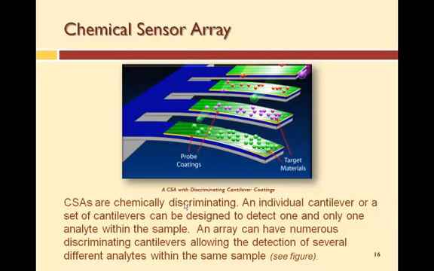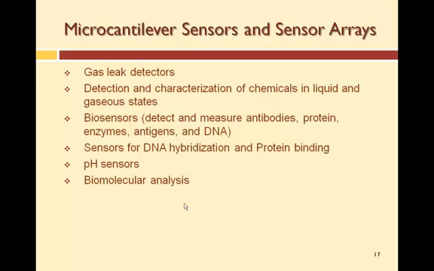So you can make an array of cantilevers very small, coat them with different materials. You can use inkjet print technology to do the coatings, right? You can specify which coating goes where, and create these chemical sensor arrays. And there's a full-blown learning module on that you'll see later on.